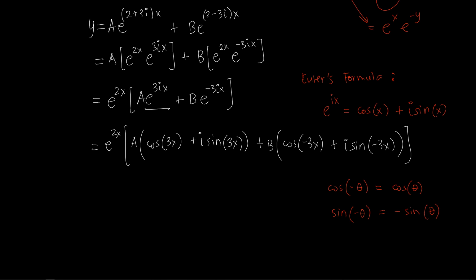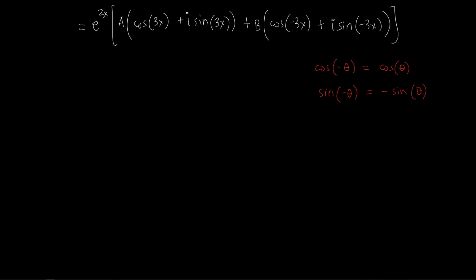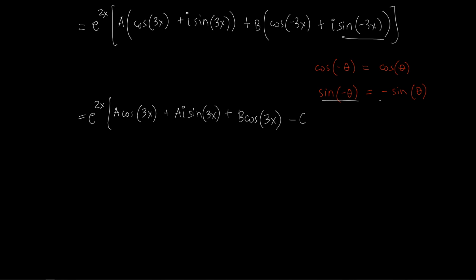Now, let's simplify this using those identities. We have e raised to the power of 2x. No problem with A, just distribute: A cosine of 3x plus Ai sine of 3x. For B, it stays positive: B cosine of 3x, plus the sine term becomes negative, so minus Bi sine of 3x.